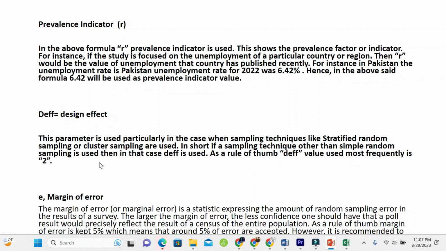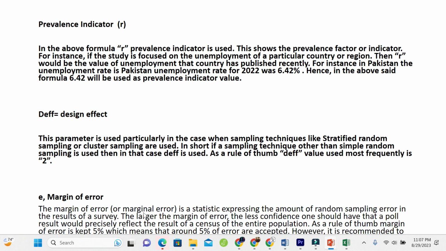Similarly, the second parameter is design effect. Design effect is used in the case when a sampling technique other than simple random sampling is used. We know that there are sampling techniques like simple random sampling, cluster sampling, stratified sampling. So in the case of cluster sampling or stratified random sampling, we will use design effect. As a rule of thumb, the value for design effect is kept at 2, and then the margin of error is calculated.